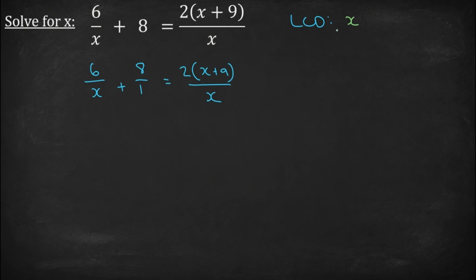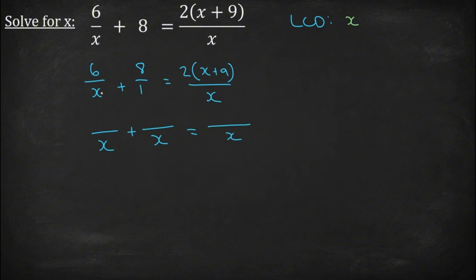Now that I know that my LCD is x, I have to rewrite each of these fractions with my new LCD. You start with your first fraction, you draw the line, and you write your LCD in the denominator. Next fraction, you draw the line, you write the LCD in your denominator. And you do the same with the last fraction, or the last term. Now that this step is done, we are going to write the numerators.